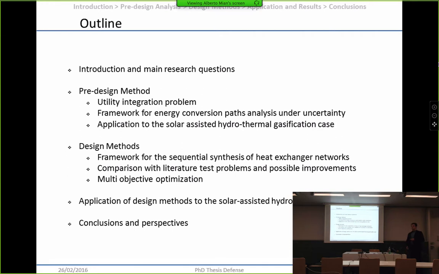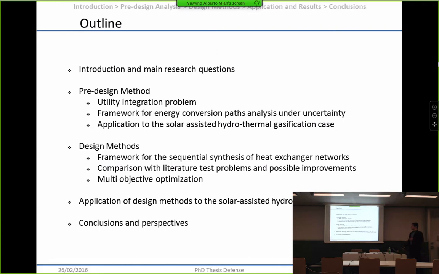Then we will go a bit more in detail, and I will present the method that I have developed for the design. In this case, we will obtain a more detailed view of the energy and chemical plant. In particular, we will have a look at the framework for the sequential synthesis of heat exchanger networks that I have developed and published.